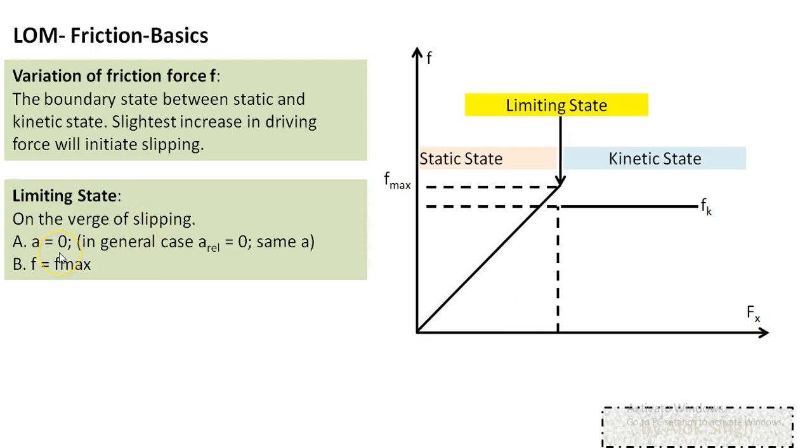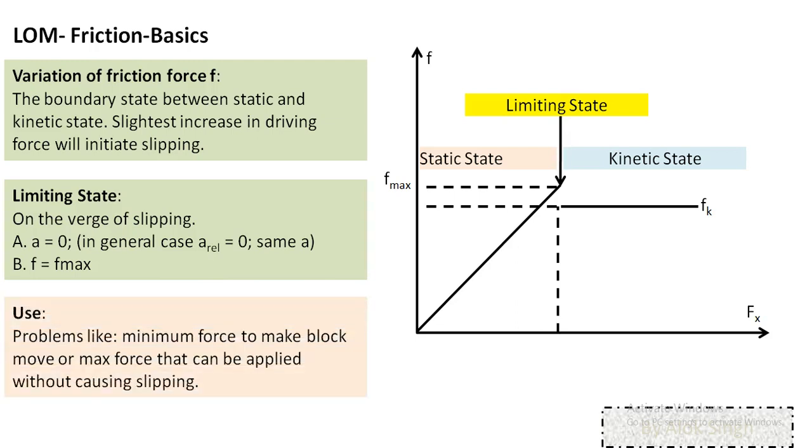So when it is in limiting state, what is the acceleration? Acceleration is 0. It has not started slipping, or in this case, when the lower surface is at rest. In general, we can say the relative acceleration is 0. So acceleration of both the surfaces which are in contact are equal, same. And how about friction force? In limiting state, the magnitude of friction force is already at its maximum. So the magnitude of friction force is known, which is equal to maximum friction force, and acceleration is equal to 0. These are the two important conditions related to limiting state.